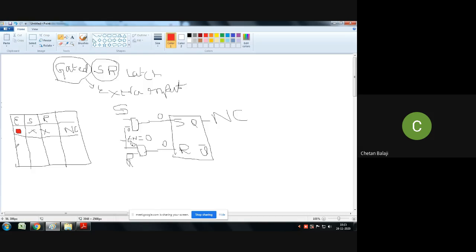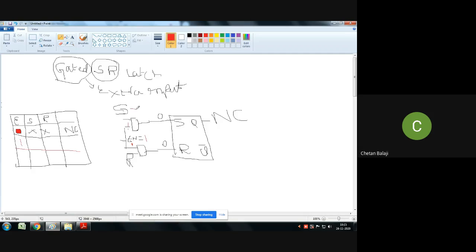Next, if enable equals 1, what did I do here? I just replace this. I call that enable as 1. Therefore, one of the AND gate inputs becomes 1. Okay, this will become 1. This will also become 1.